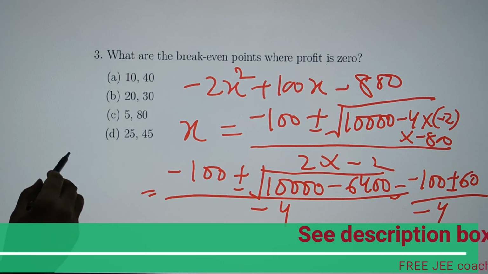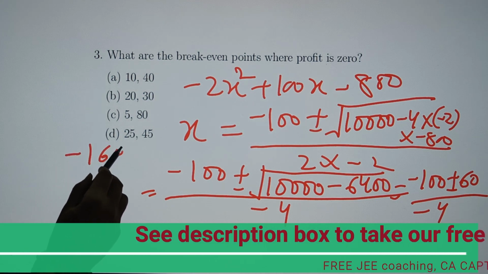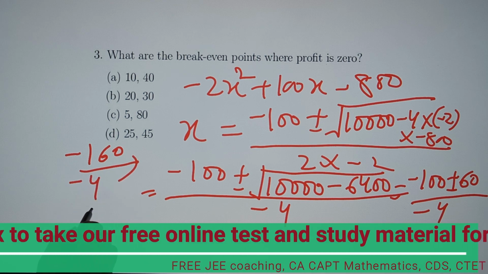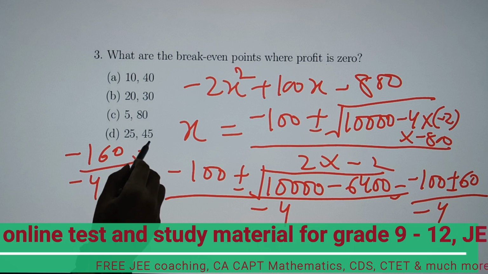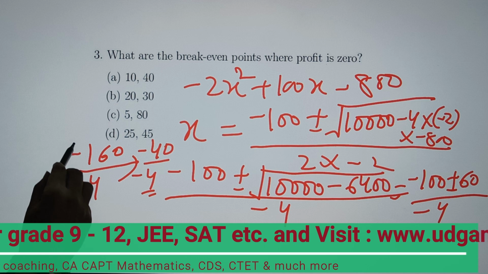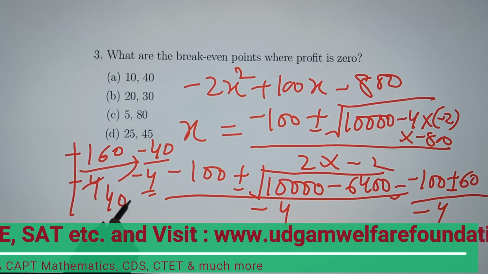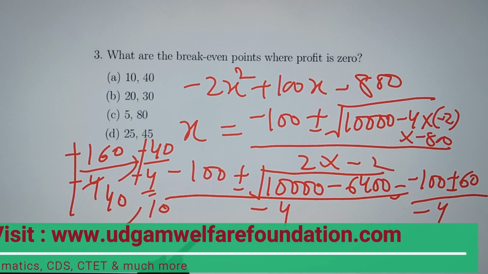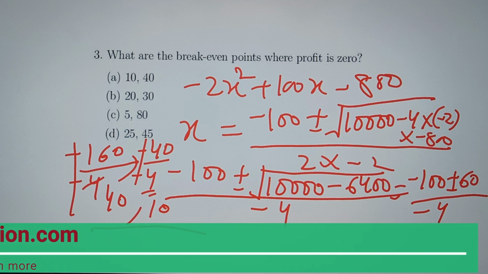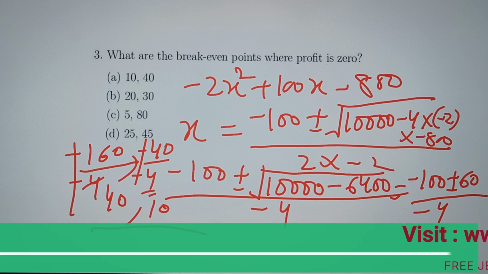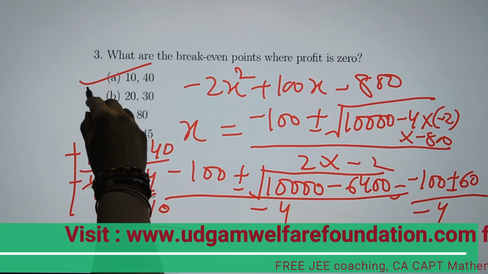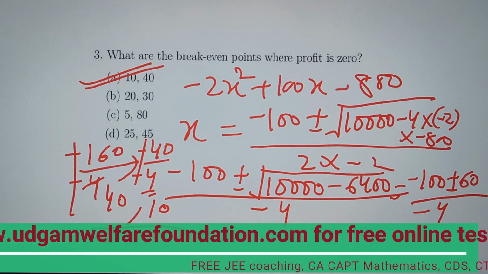So first root will be minus of 160 upon minus 4, and next root will be minus 40 upon minus 4. Very simple. So first is 40, another one is 10. So 10 and 40 are the two different roots we have here, that is the break even points here. So I hope this question is clear. Therefore option number A is our correct answer here.